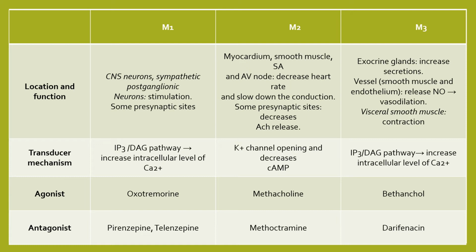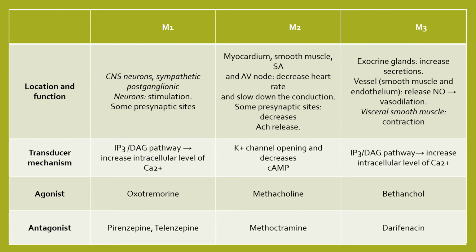And let's go through the M2 receptors. Its location and their functions are myocardium, smooth muscles, and AV node, which causes the decrease in the heart rate and slows down the conduction. Some presynaptic sites decrease the acetylcholine release. And the transducer mechanism is potassium channel opening occurs, which causes the decrease in the cAMP levels. Their agonist is methacholine and antagonist is methoctramine.